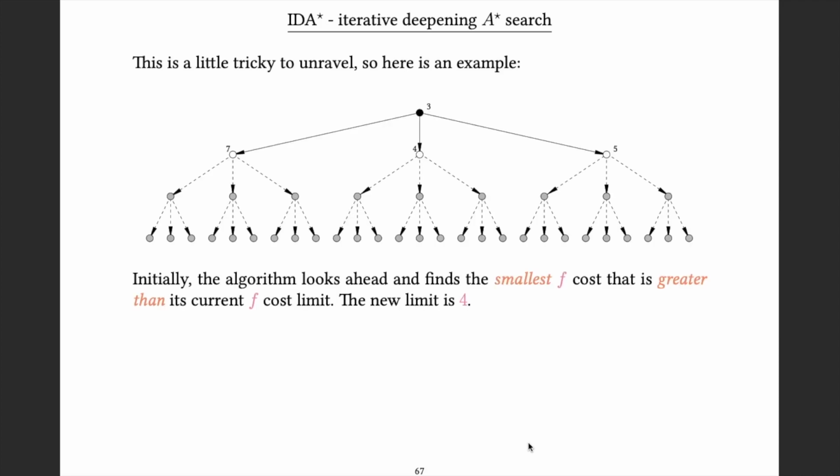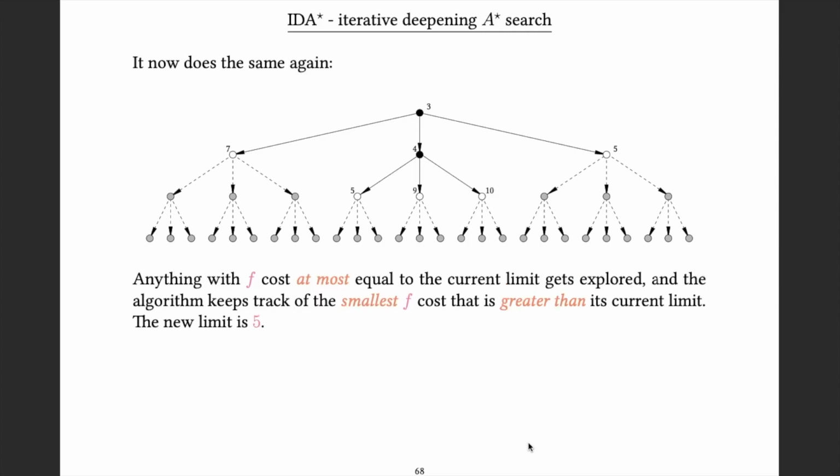So here is an example in hopefully a more amenable and pictorial form. We start here by calling contour on the root node with an f cost of 3. That then calls contour recursively for each of the children of the root node, and each of those has an f cost that is beyond the current f limit. But what contour then passes back is the smallest of those. So contour comes back with an empty path and a new f cost of 4. And it now goes around again.